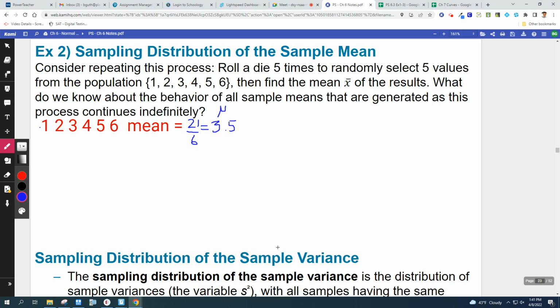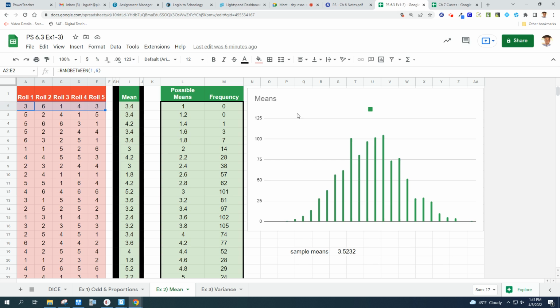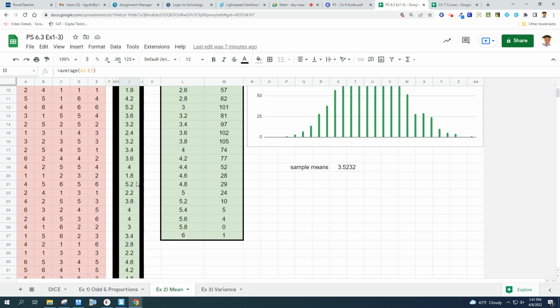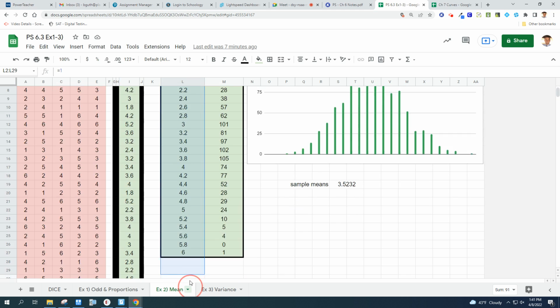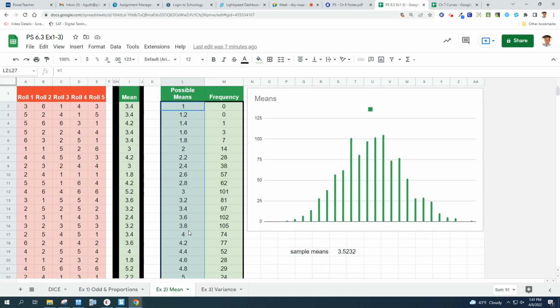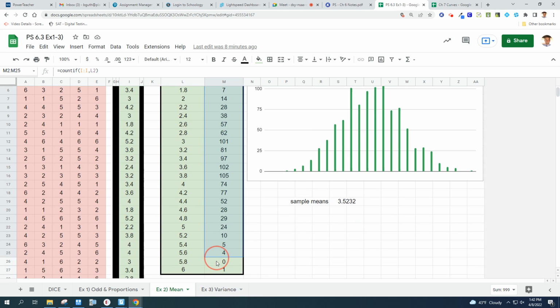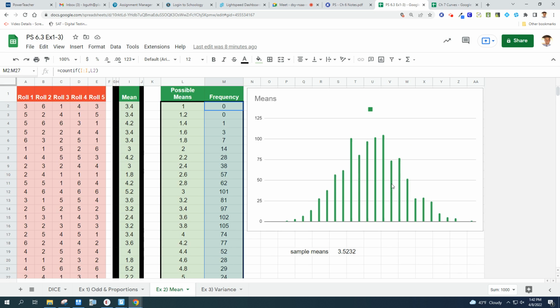That's what we're doing. Okay, so that's what we've done here. We roll this 5 times, find the mean. We roll 5 more times, find the mean, and so on, 1,000 times. So I did this 1,000 times, and I determined that the means could possibly be these values. All right, from anywhere from 1 to 6 were the possible values. And so I took my spreadsheet and I looked for those possible values and I counted up how many times those values showed up, and I graphed it over here.